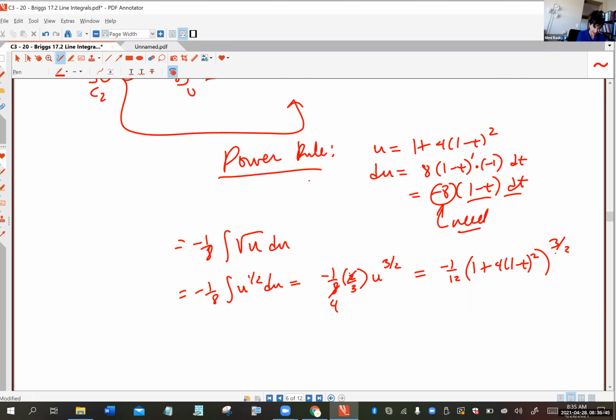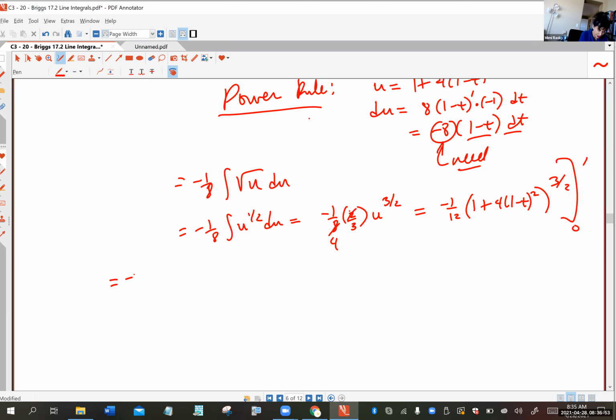There it is. Oh boy. Yeah. And then we're going to evaluate this antiderivative between the limits of 0 and 1. Okay, I'll pull the 1/12 out. So when I put the 1 in there, substituting, 1 minus 1 is 0. So this is really just 1 to the 3/2, right?